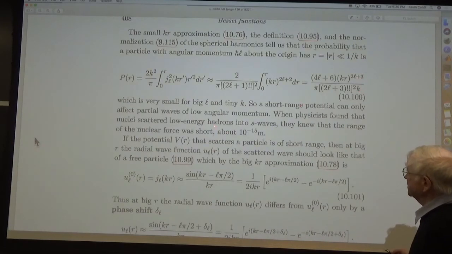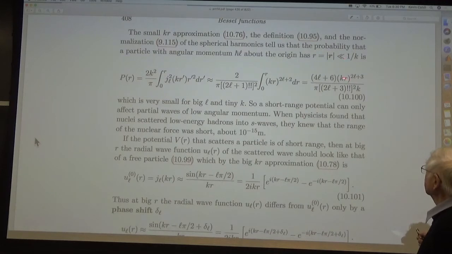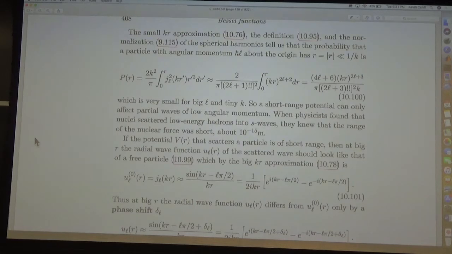So what does this say? This is very small when k is small and l is big, because then kr is quite small. If l is big, you've got a small number to a high power, and that gives you essentially zippo.